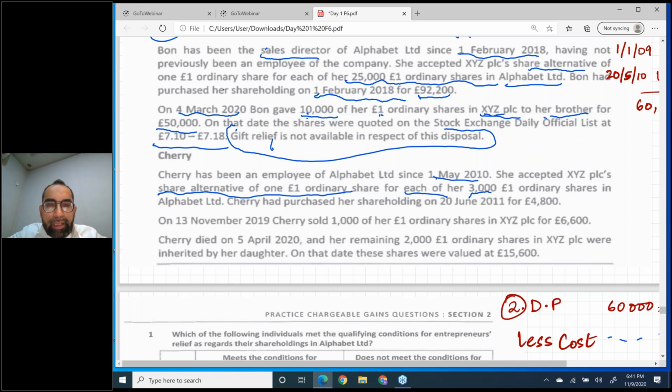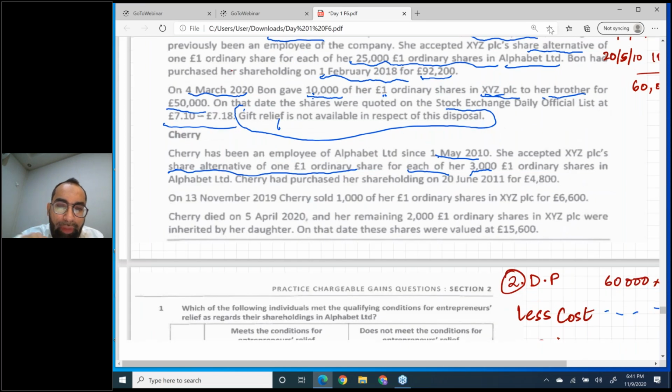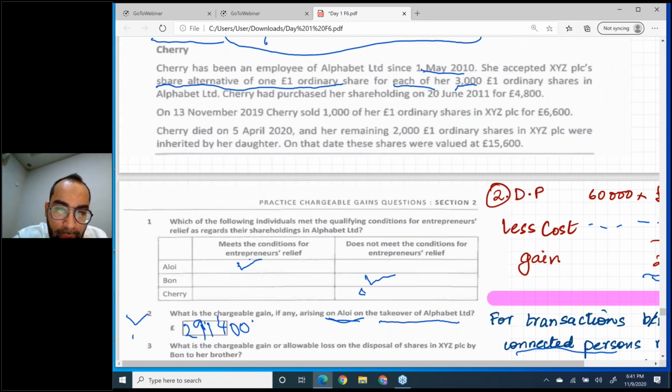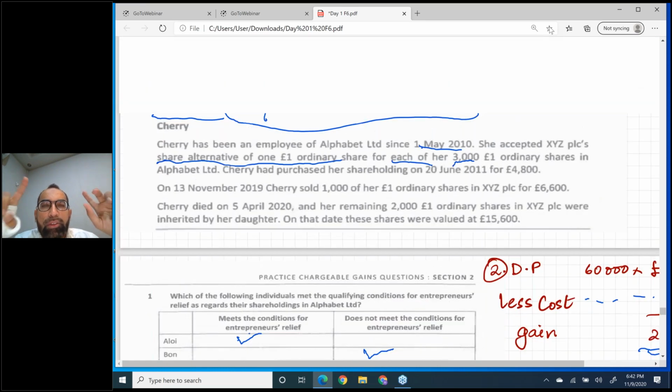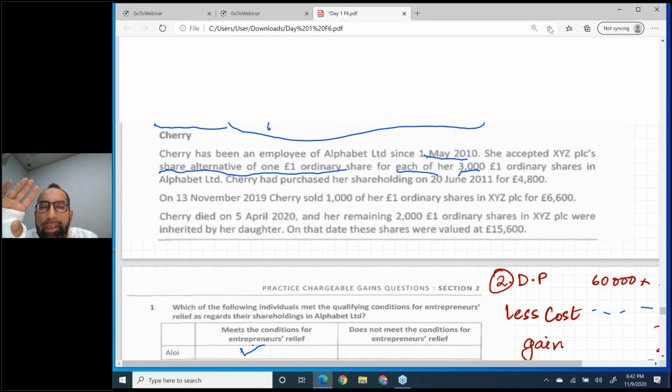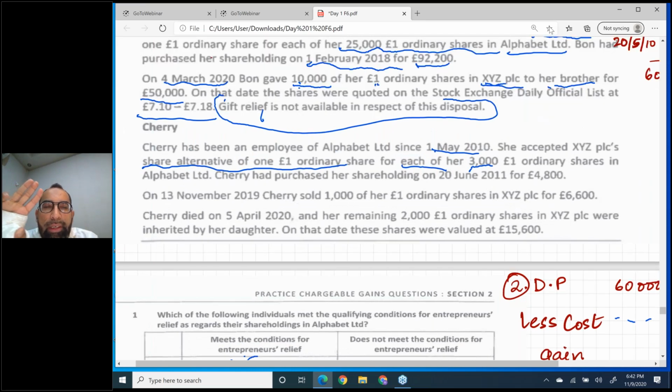So let me first take requirement number one. Cherry cannot claim entrepreneur relief. Only Alloy is eligible for entrepreneur relief. So questions 1, 2 and 3 are done.